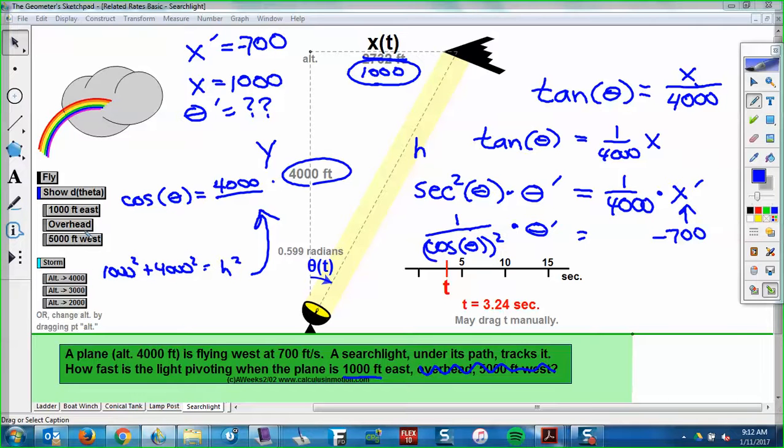But we need cosine theta. But geez, we got a triangle right here. Cosine theta is adjacent over hypotenuse. We've got 1,000 and 4,000 right there, so we can get the hypotenuse. Okay? And so we can find that. So sometimes you have to find those values. Okay? All right. So follow those steps, set up those equations, do that.